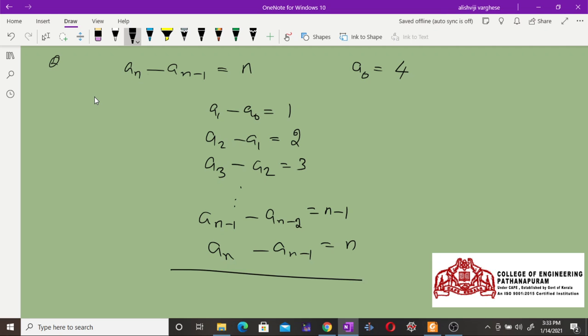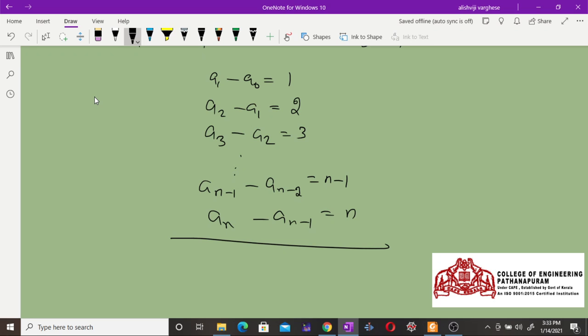If we add all these equations, then an minus 1 here will cancel with an minus 1 here, a2 and a2 get cancelled, a1 and a1 get cancelled, a3 and a3 will get cancelled, and in the final stage what remains is an minus a naught is equal to 1 plus 2 plus 3 plus etc. up to n.